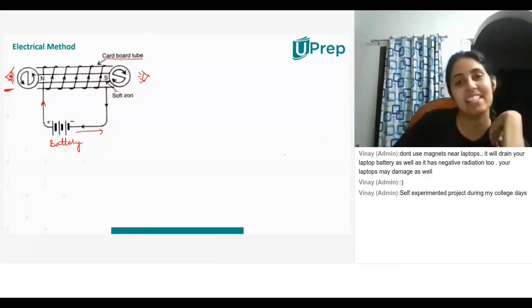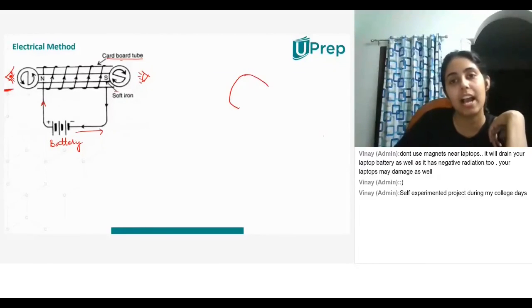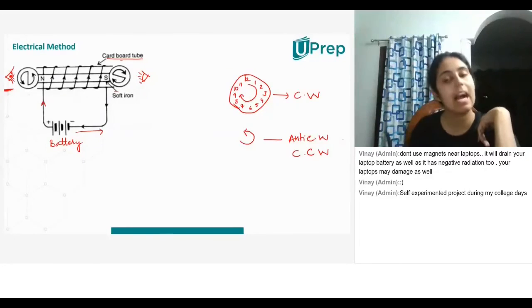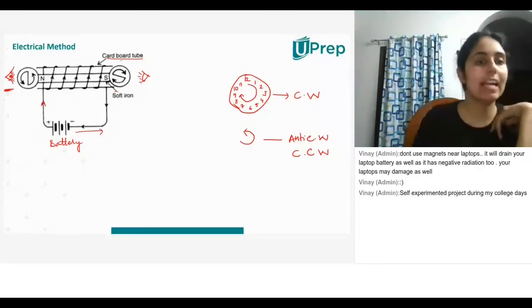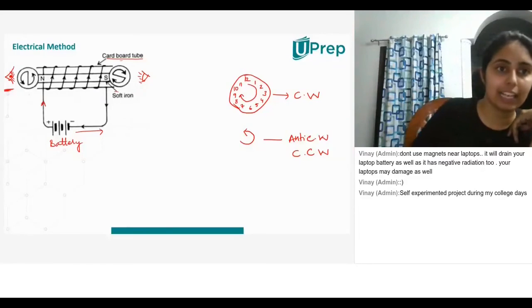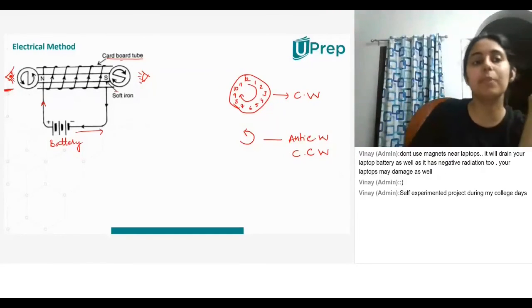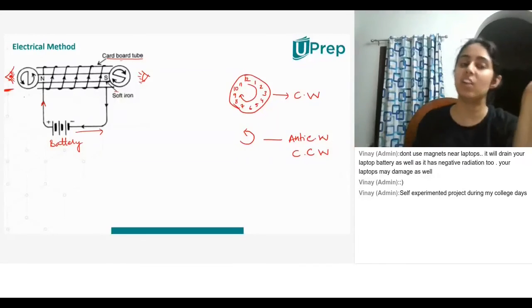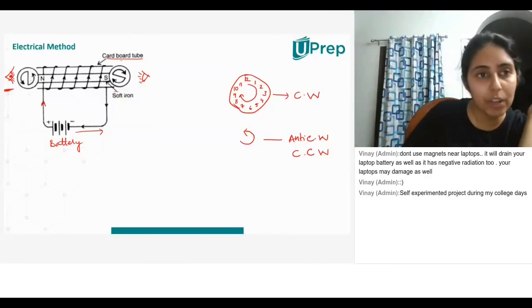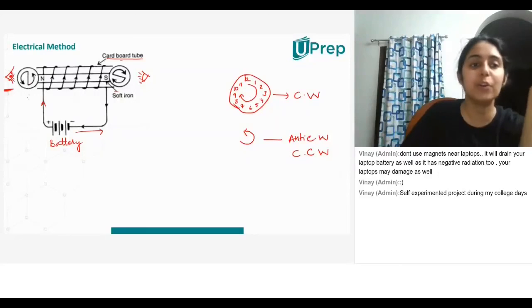Correct. So if I have a clock, this clock has 12, 1, 2, 3, 4, 5, 6. The opposite is anti-clockwise or counterclockwise. Now, if electricity is flowing like this and I look from the left hand side, I will notice that the current is flowing in the anti-clockwise direction. Anti-clockwise means North Pole.